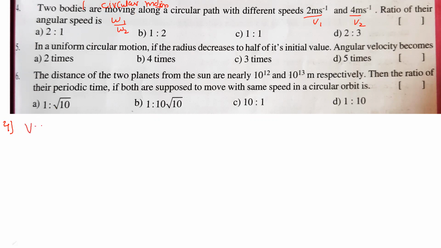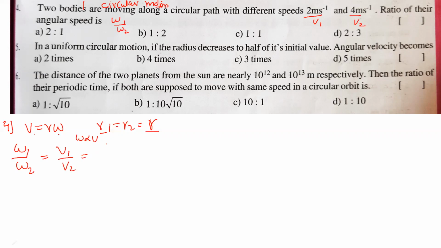So we know that the formula V is equal to R omega, right children? V is equal to R omega. Moving along the same circular path, okay, because two are moving along a circular path means that R1 is equal to R2. That is just the same circle, both are moving with different speeds, that's all. So omega 1 by omega 2 is equal to, so if R is constant, omega is directly proportional to V, right children? Omega is directly proportional to V when R is equal. So we can write here, in place of omega 1, omega 2, V1 by V2.